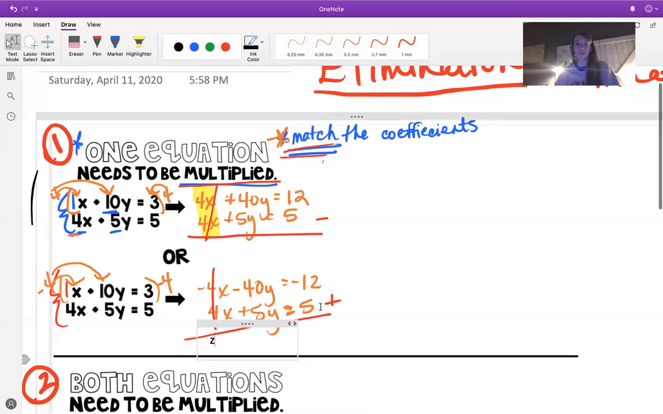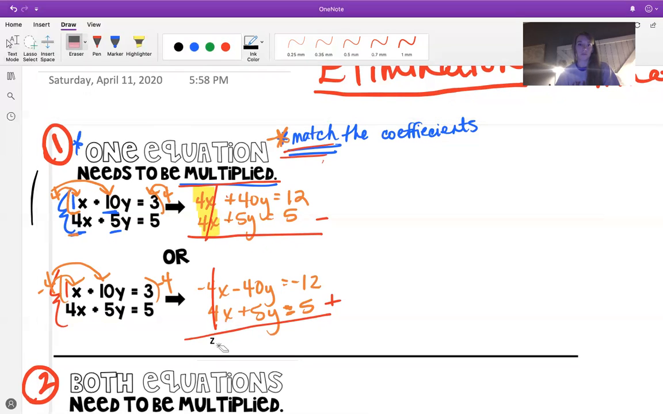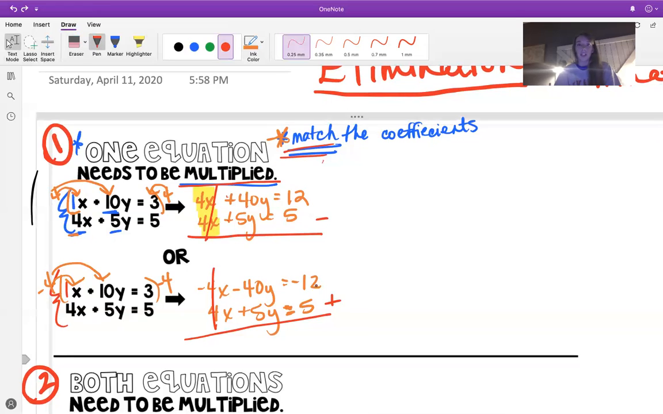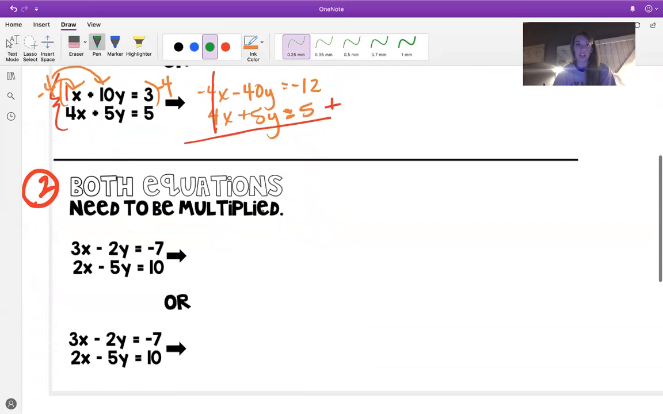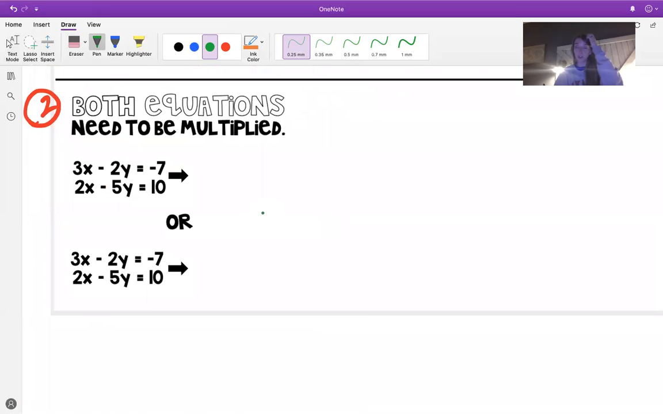Okay, that is what you do when you only have one equation that needs to be multiplied. So let's go down to the next set where you have both equations that need to be multiplied by something.